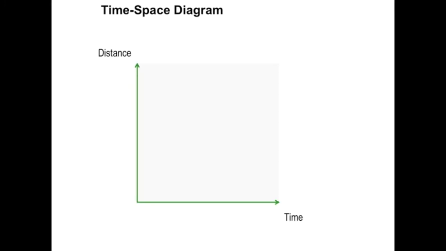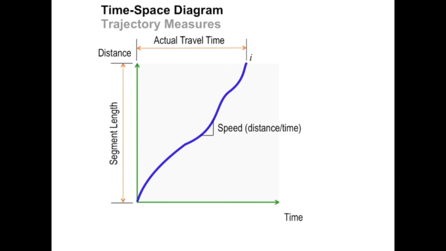So let's just look one more time at a time-space diagram. First we have a distance-time plane, xy axes. This is a trajectory of one vehicle. We'll call it vehicle I. So the speed is fluctuating a little bit. We can observe for this particular picture the segment length, and we can observe the actual travel time. It's just the arrival time at the end of the segment minus the departure time at the beginning of the segment. At any point along this trajectory, the slope is the instantaneous speed.